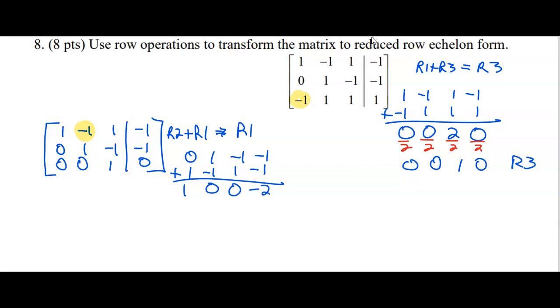Negative 2 is a prime number, we can't reduce this any further. This is row 1. We now have 1, 0, 0, negative 2, 0, 1, negative 1, negative 1, and our row 3: 0, 0, 1, 0.